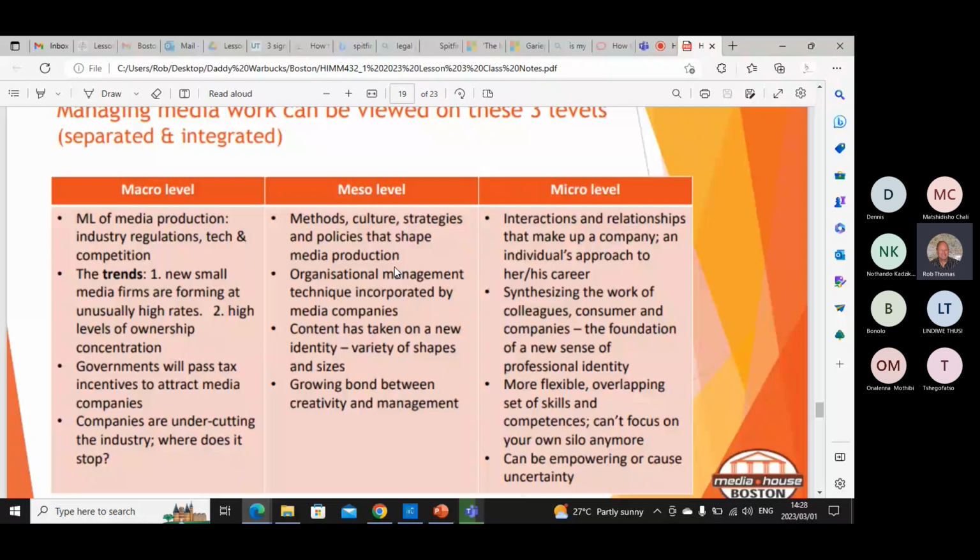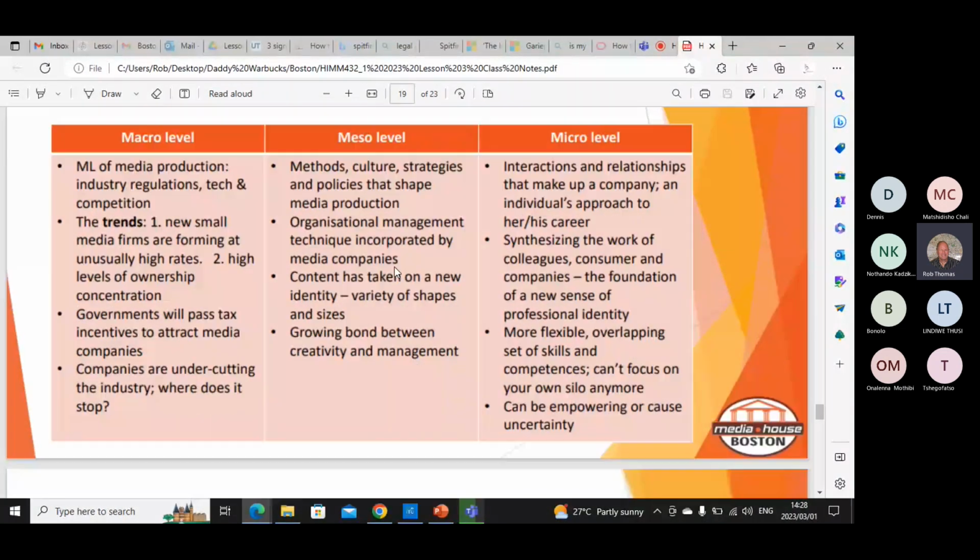Then micro level: interactions and relationships that make up a company, and individuals' approach to their career, synthesizing the work of colleagues, consumers and companies, the foundation of a new sense of professional identity. It's more flexible, it's overlapping sets of skills and competencies. You can't focus on your own silo anymore, and it can be empowering or it can cause uncertainty.